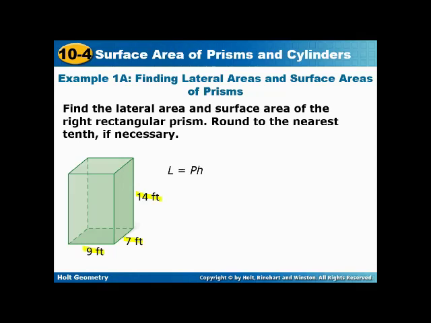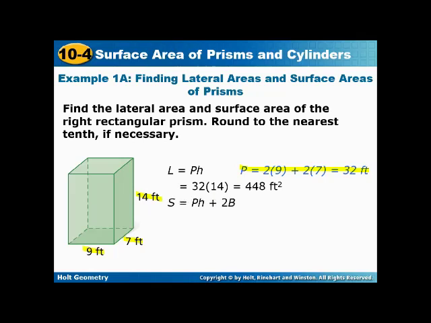The lateral area is equal to perimeter times the height. The perimeter is equal to 2 times length plus 2 times width, which is equal to 32 feet. And the lateral area, now we can substitute the perimeter in the area, 32 times the height, which is 14. The answer is 448 feet squared.